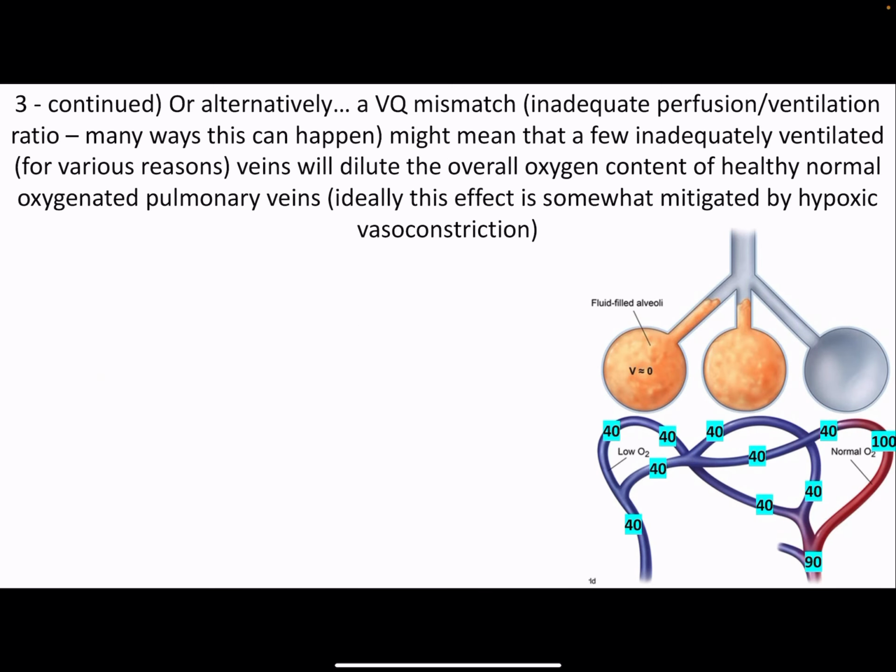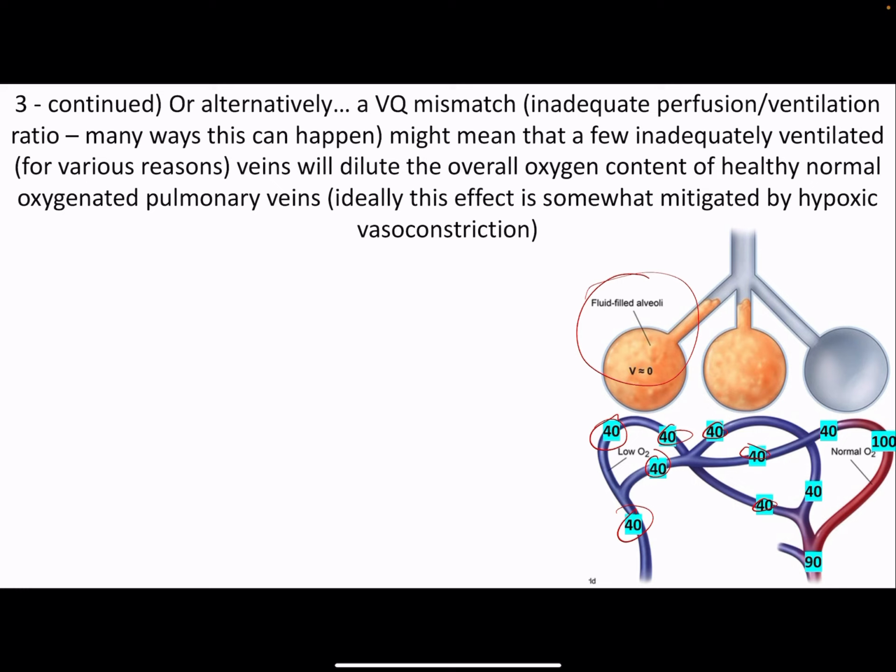Alternatively, a VQ mismatch. We don't have perfect ventilation-perfusion ratios all of the time. Sometimes I might have some alveoli that are just stinkers. They have pulmonary edema, there's pneumonia, who knows what's going on? Maybe there's fibrosis, the diffusion stinks. Maybe I have a shunt. Maybe I have a little bit of a PFO. There could be tons of reasons that some of these pulmonary arteries just don't ever pick up any oxygen. So they were 40 and they stay 40, stay 40, stay 40.